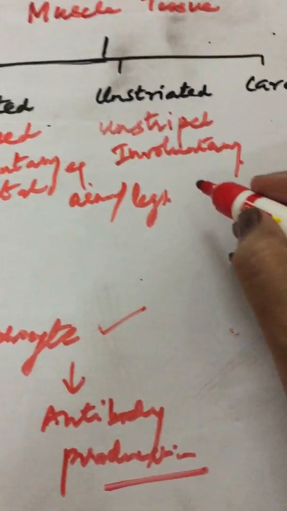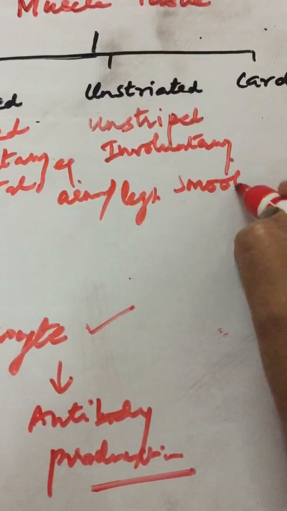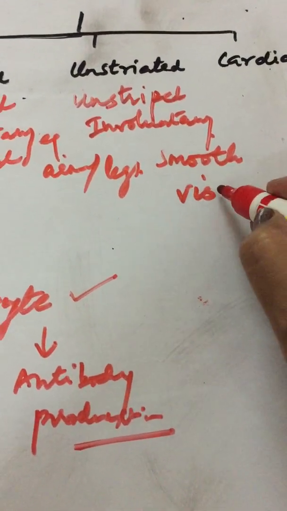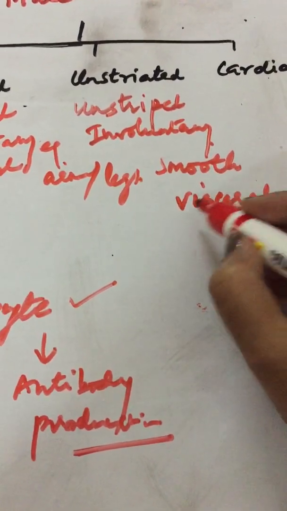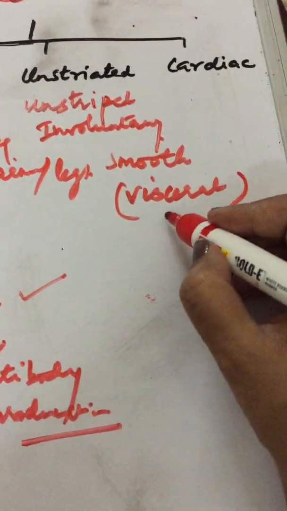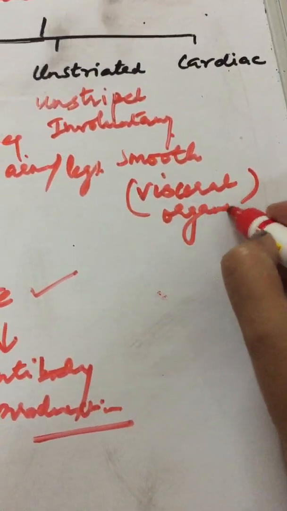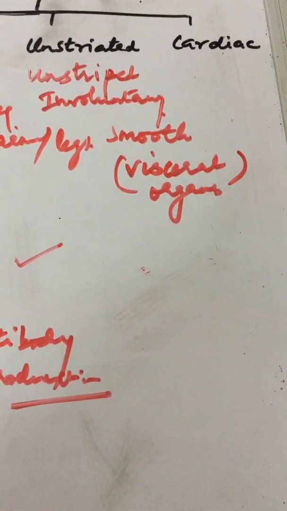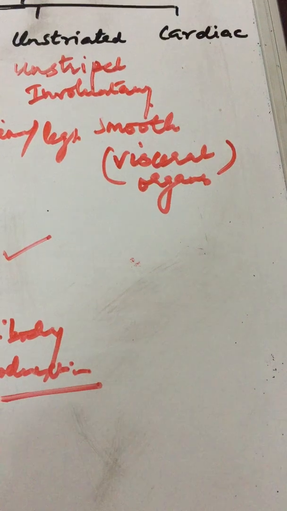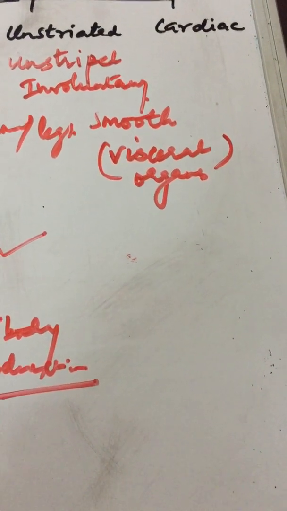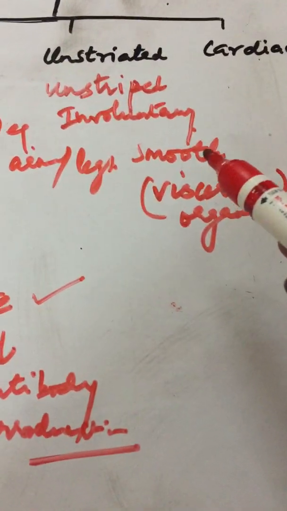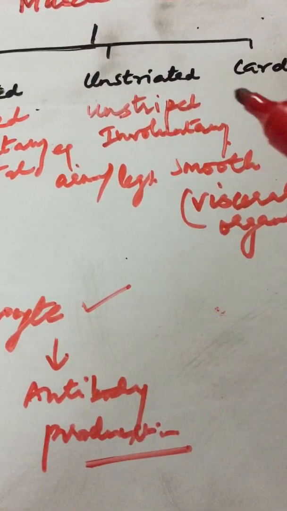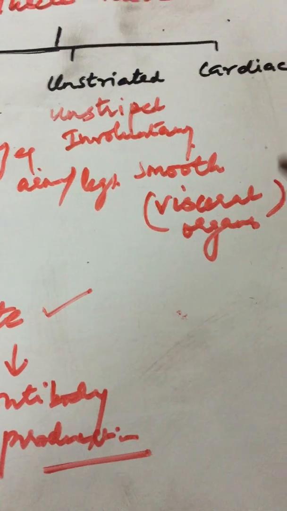Another name for unstriated muscles is smooth muscles. Smooth because it is present in the walls. Remember, muscular tissue is always present in the walls. So it's present in the walls of the visceral organs. Visceral organs are the internal organs present in our viscera or in our abdominal region, like your stomach or your urinary bladder. So that is why these muscles are called smooth muscles also. So these are the other names of unstriated muscles.